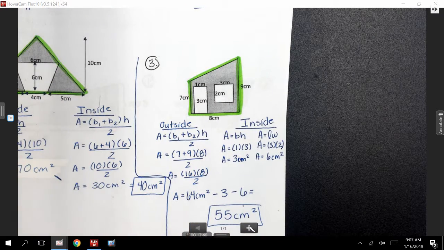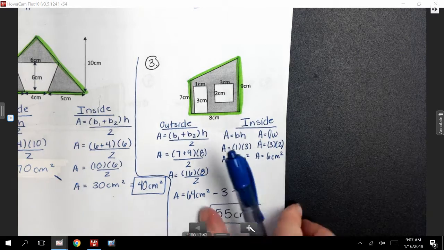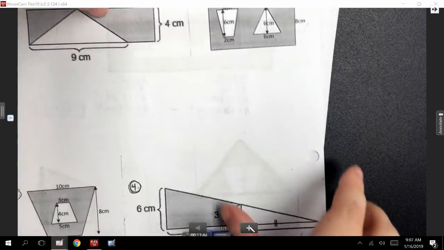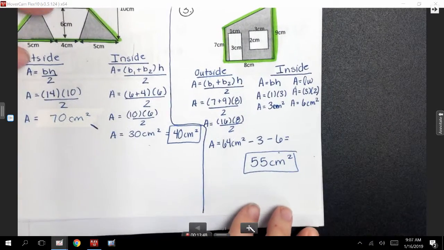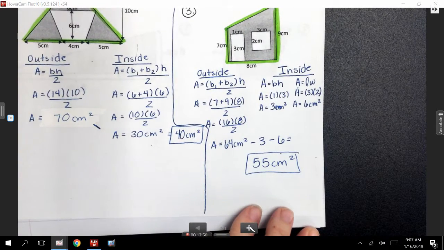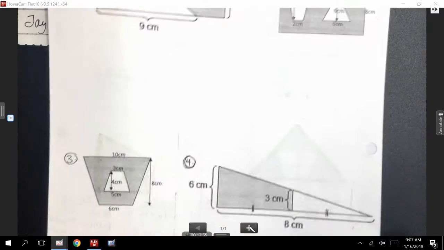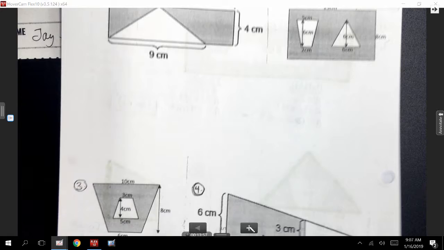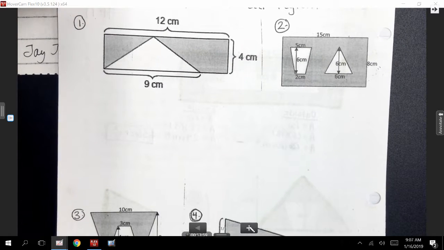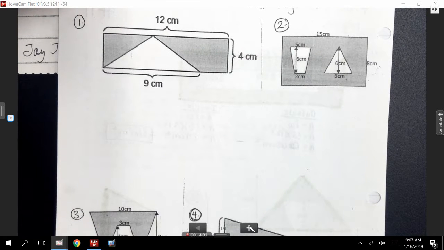Are there any questions about number 3? All right, I want us to flip it over real quick. Oh, it was 55 centimeters squared. Okay. All right. For number 1, we're going to do number 1.